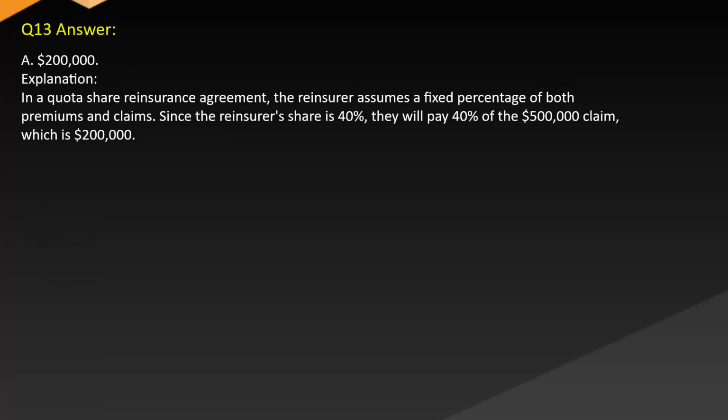Answer A. $200,000. Explanation. In a quota-share reinsurance agreement, the reinsurer assumes a fixed percentage of both premiums and claims. Since the reinsurer's share is 40%, they will pay 40% of the $500,000 claim, which is $200,000.